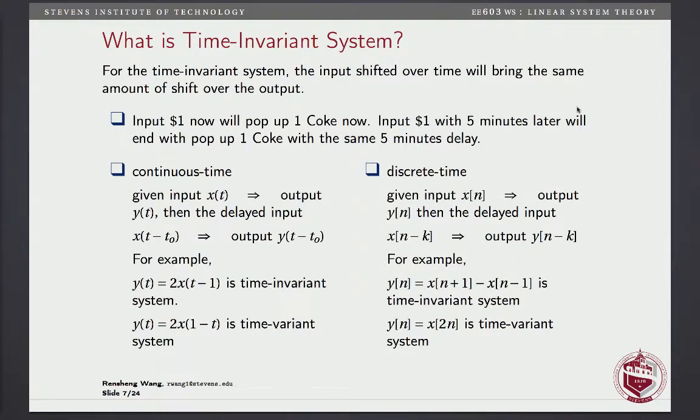Let's think about what a time-invariant system is by definition. It's very simple. If you have input x(t), you get output y(t). If you shift the input x(t) by t naught, your output y(t) also shifts the same amount, to y(t minus t naught). For example, this function is time invariant, but this one is time variant. In the following discussion, we will explain why.